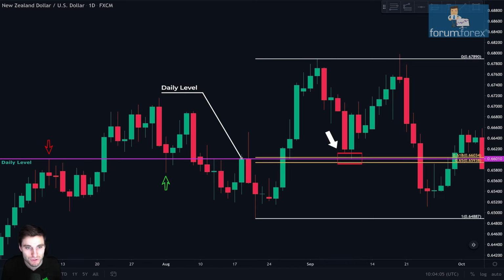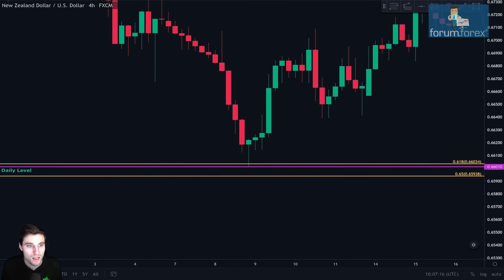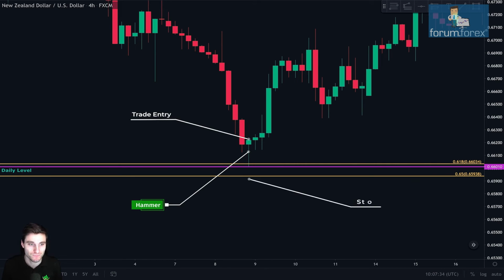So let's go to the 4-hour. Look how price reacted when it came back to touch this daily level. We can clearly see the formation of a hammer candle, which is a strong sign that price action is bullish at our support. So we enter a long here and we put our stop loss just below this candle.